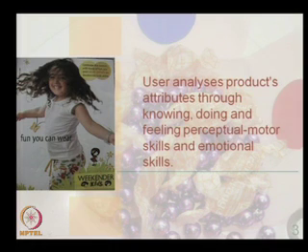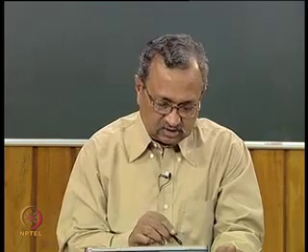The user analyzes product attributes through knowing, doing and feeling, its perceptual motor skills and emotional skills. Now, in this figure it says that the garment this girl is wearing gives a nice feeling, a pleasure feeling, so that she smiles.